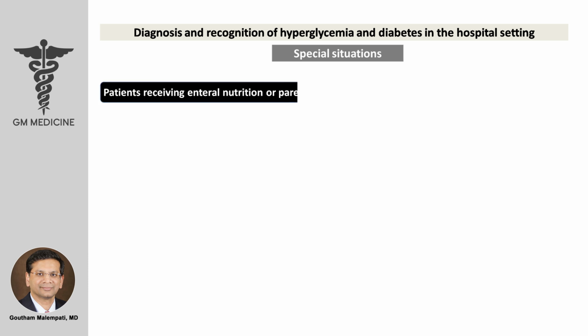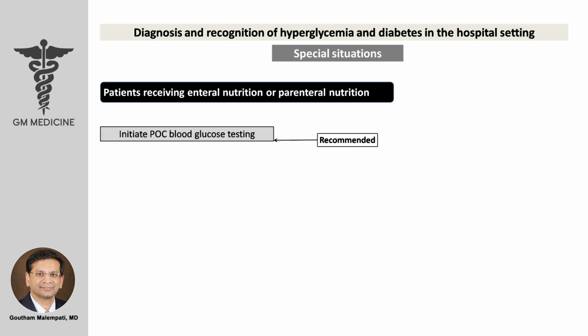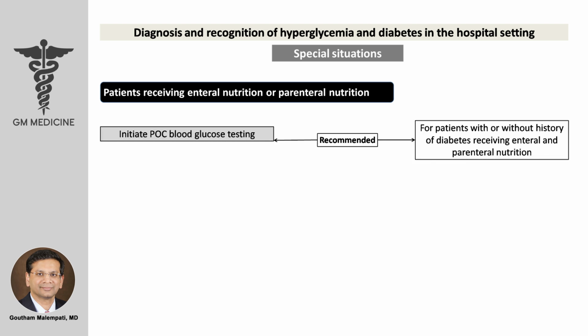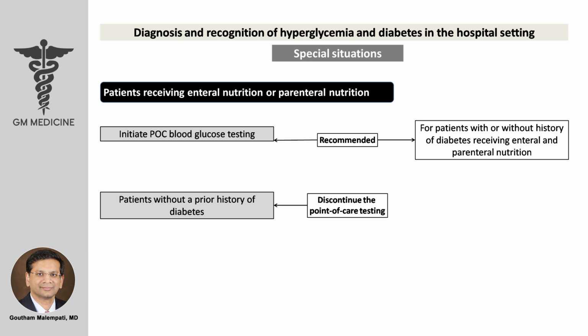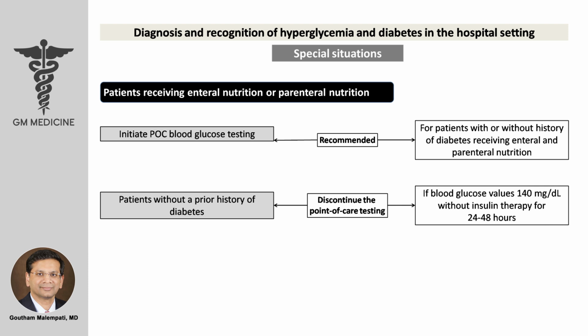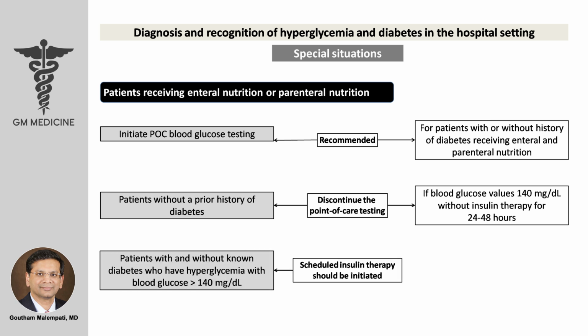2. Patients receiving enteral nutrition or parenteral nutrition. Recommend point-of-care blood glucose testing be initiated for patients with or without history of diabetes receiving enteral and parenteral nutrition. The point-of-care testing can be discontinued in patients without a prior history of diabetes if blood glucose values are less than 140 milligrams per deciliter without insulin therapy for 24 to 48 hours. Scheduled insulin therapy should be initiated in patients with and without known diabetes who have hyperglycemia with blood glucose greater than 140 milligrams per deciliter on 2 occasions in a 24-hour period.